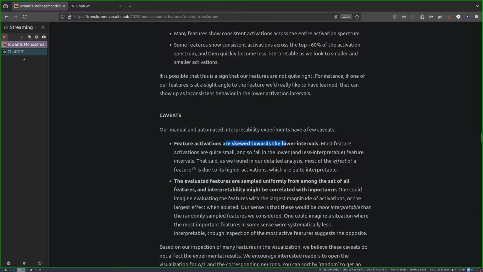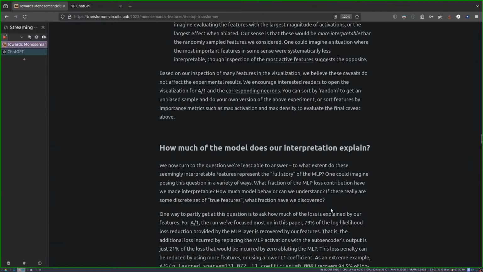Feature activations are skewed towards lower intervals. Most feature activations are quite small and fall in the lower, less interpretable feature intervals. That said, as we found in our detailed analysis, most of the effect of a feature is due to higher activations. Next, the evaluated features are sampled uniformly from among the set of all features, and interpretability might be correlated with importance. Man, this is getting harder.